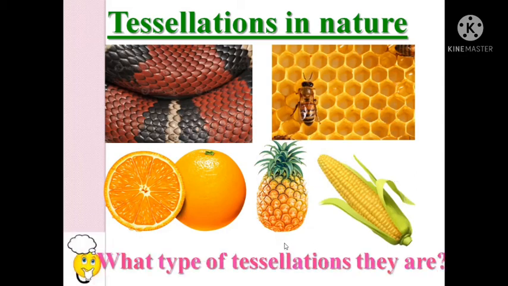So what type of tessellation are they all? The snake skin is irregular tessellation. The honeycomb is regular tessellation. In the orange, you could see regular tessellation. In the pineapple, you could see irregular tessellation. In the corn, you could see irregular tessellation.